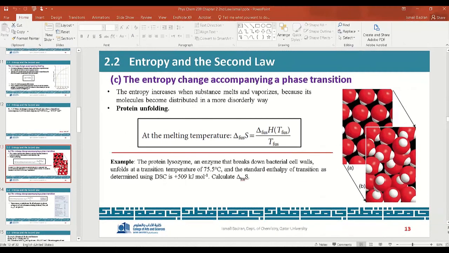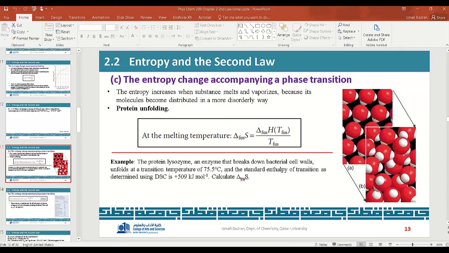So now, my friends, we move our discussion to something else, which is the entropy change accompanying a phase transition. As we learned in the previous chapter, a phase transition involves the transformation between phases, like solid to liquid or liquid to gas. For that specific transition, we define something called a transition temperature. For example, for water, the melting point is 0 Celsius and the boiling point is 100 Celsius, and this is called the transition temperature. For other substances, of course, it's different, like for ethanol, the boiling point is around 80 Celsius.